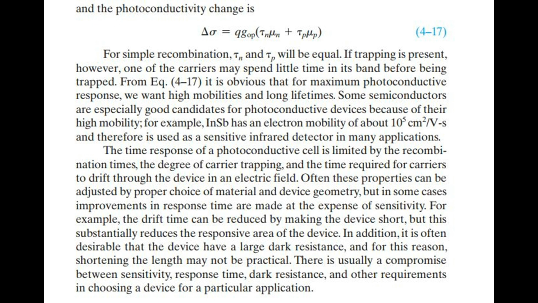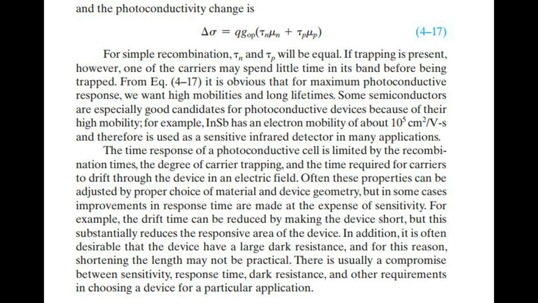The time response of a photoconductive cell is limited by the recombination times, the degree of carrier trapping, and the time required for carriers to drift through the device in an electric field. Often these properties can be adjusted by proper choice of material and device geometry, but in some cases improvements in response time are made at the expense of sensitivity.